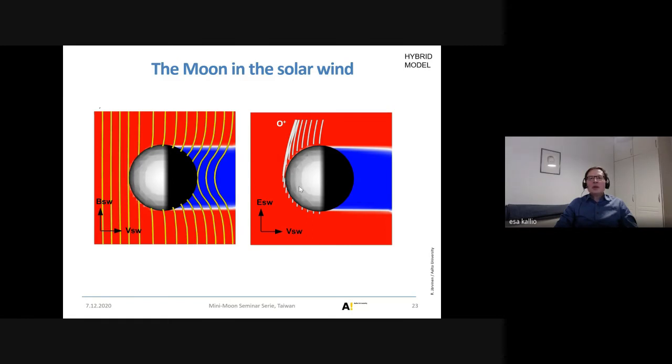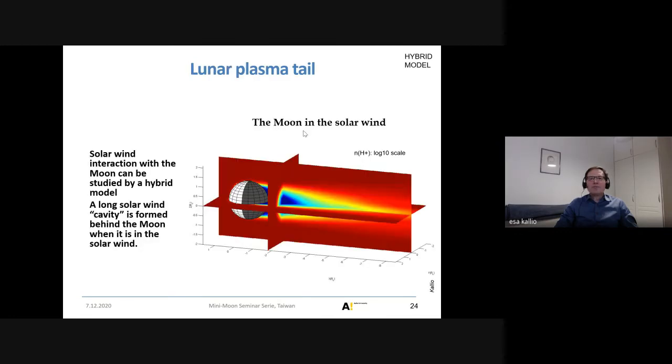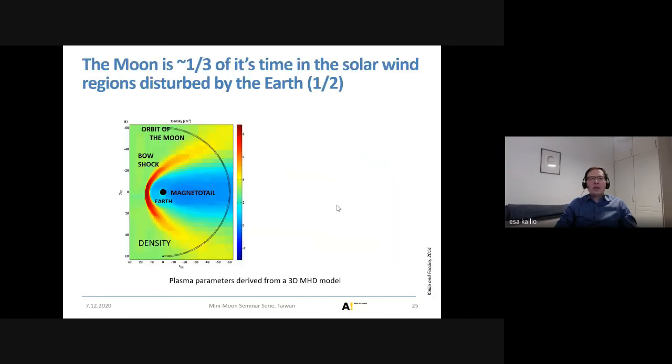But then also, as we discuss the kinetic effect of charged particles, if you have, for example, the mass per charge of O+, and they are coming from close to the surface, they have a really large gyro radius compared to the moon. And one interesting topic is, of course, the tail: how long this lunar tail is and how long it is filled. And in a hybrid model, you can investigate that.